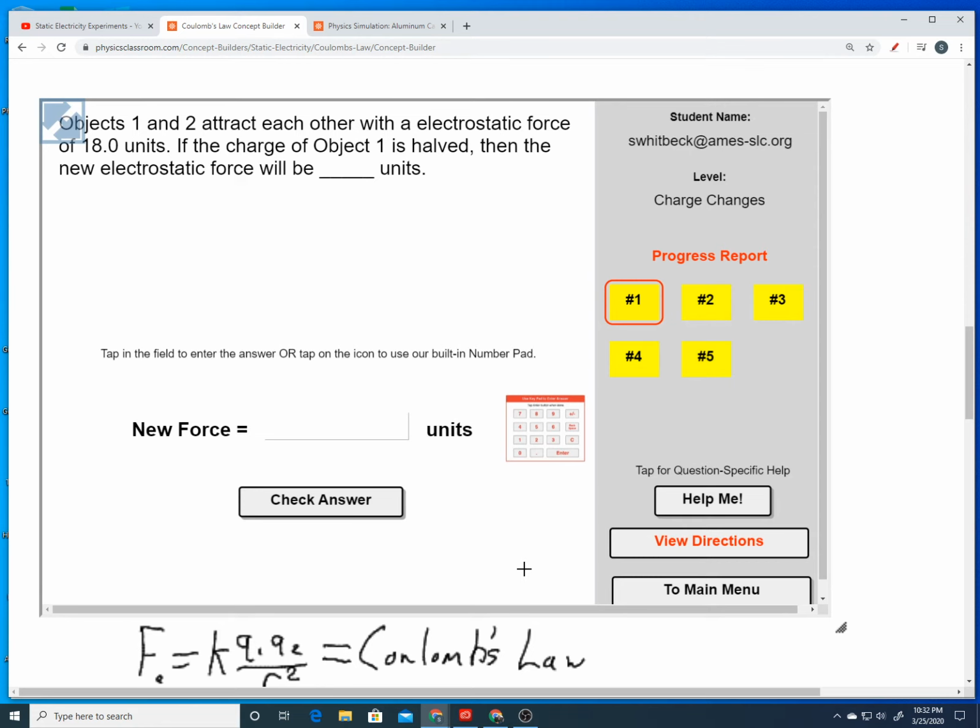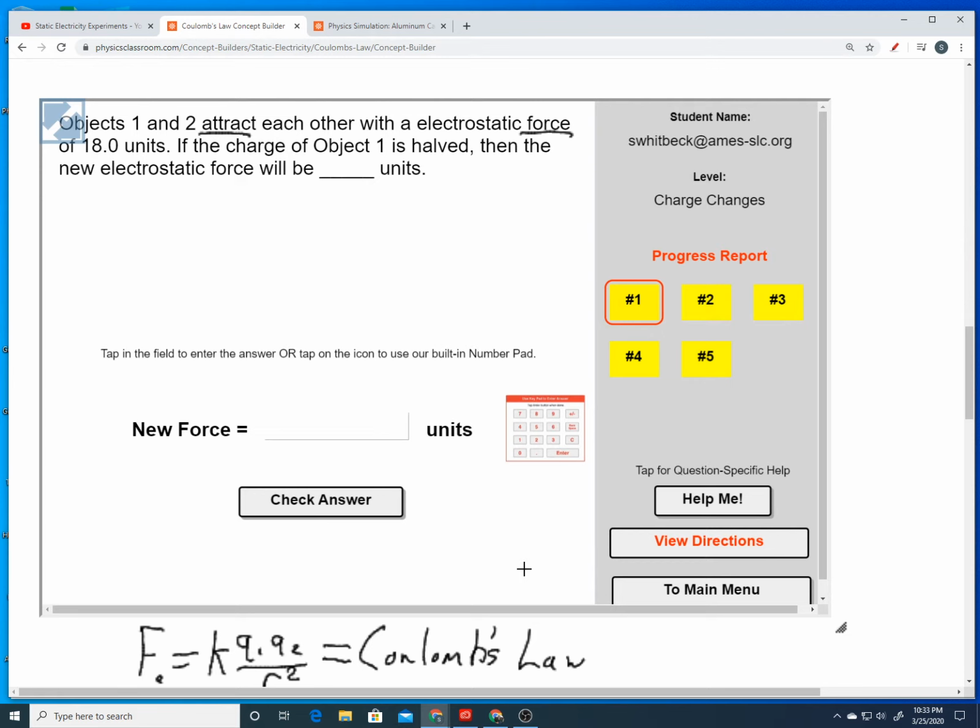Alright, so I want to go through and practice these problems with you, and then we'll give you an assignment that'll be based on what we do here in this lesson. So I'm going through a concept builder on Physics Classroom. We've done them before in class. For this one, I have two objects that are attracted to each other with an electrostatic force of 18 units.